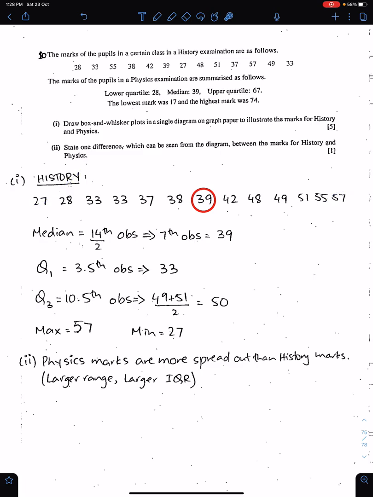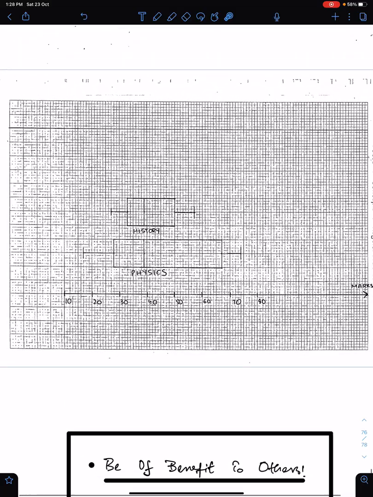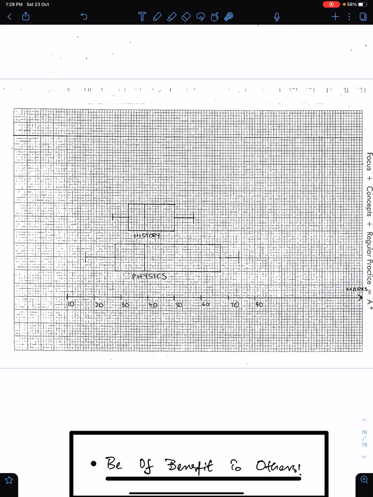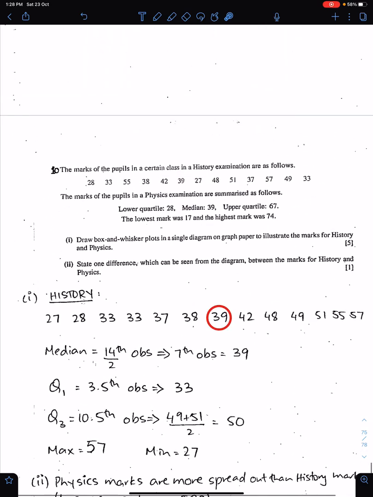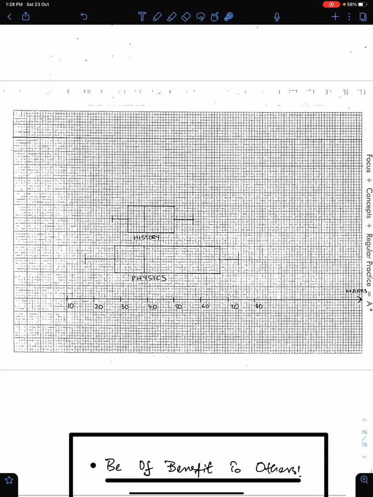Now we need to draw box plots for both the data sets. Make sure you label the axes. Marks, you can start with this 10. Lowest mark is 27 for this and 17 for this. So this is for physics and this is for history. The width of the box should be at least 2 centimeters. And make sure these whiskers must not enter inside the box. This is the whisker.